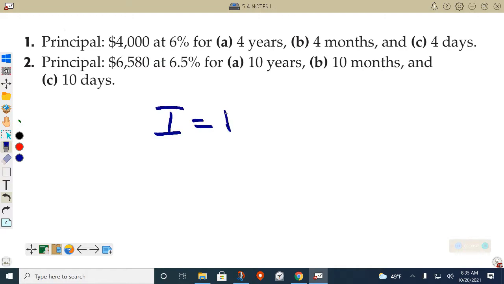Interest equals principal times rate times time. That's how we're going to figure out how much interest grows. If you leave $6,580 in the bank, how much is it going to grow? Well, it's going to grow this much in a year. So let's figure out how much for 10 years.